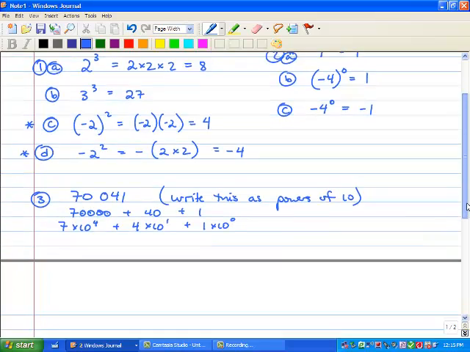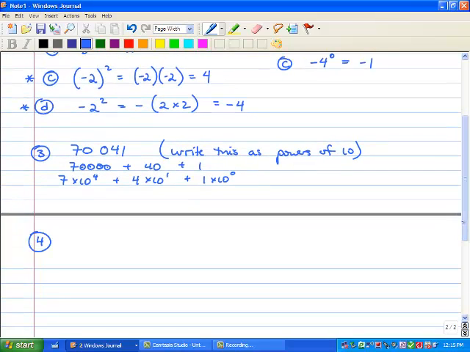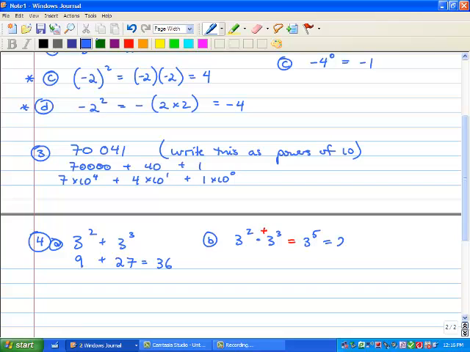All right, let's go on to number 4. Number 4 is, we've got evaluate 3 to the exponent of 2 plus 3 to the exponent of 3. Now, we're not putting these together. We can't add our exponents together because we're not multiplying. We're adding. So 3 to the exponent of 2 is 9, and 3 to the exponent of 3 is 27. We add these up, and we get 36. Question B here, we've got 3 to the exponent of 2 times 3 to the exponent of 3. Now, because we're multiplying, we can now add our exponents, and we get 3 to the exponent of 5, which is 243.